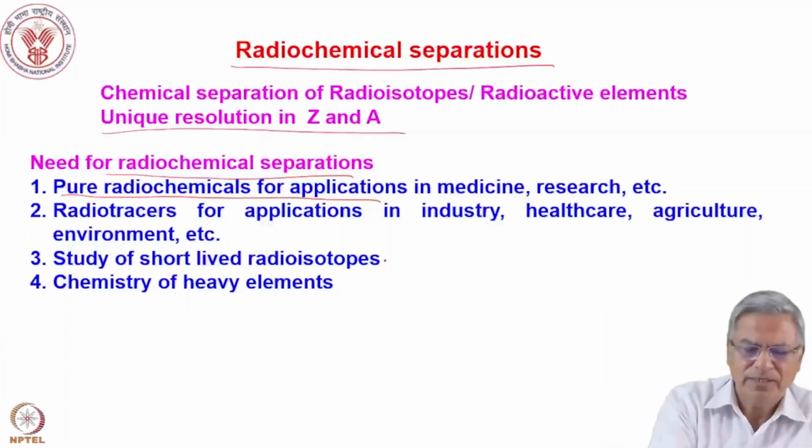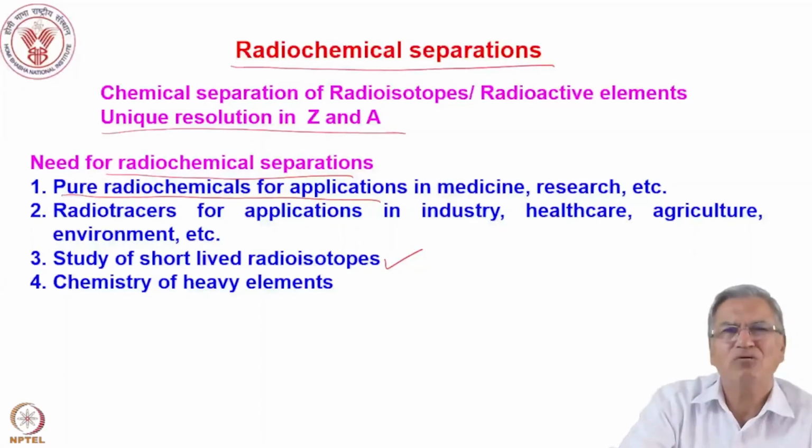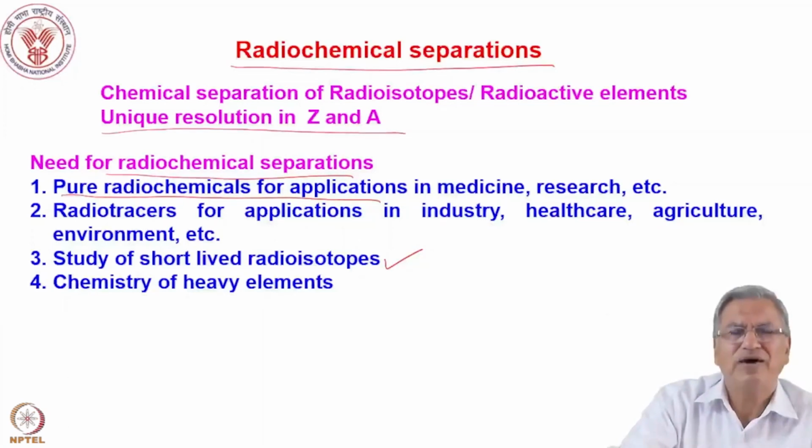Then we have the important area of short-lived radioisotopes. Many of the heavy elements, the transactinides, whatever discoveries are happening at the moment in the area of heavy elements, have half-lives in seconds, milliseconds, and microseconds. So you require very nice, in fact very fast, radiochemical separations, so that you can identify the Z and A of these isotopes.